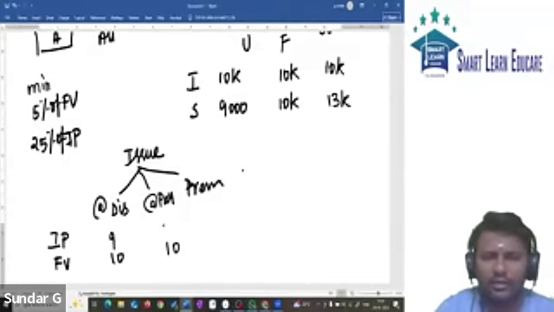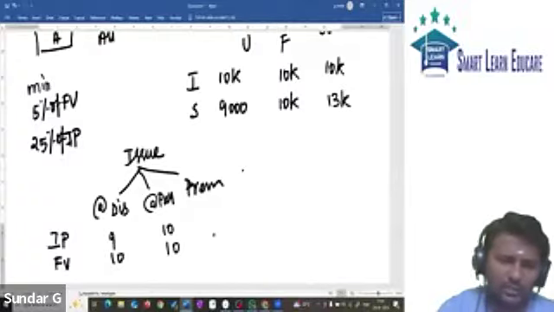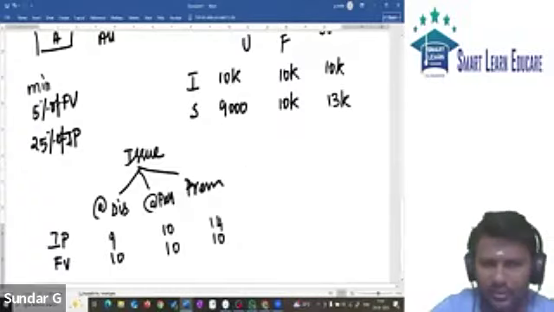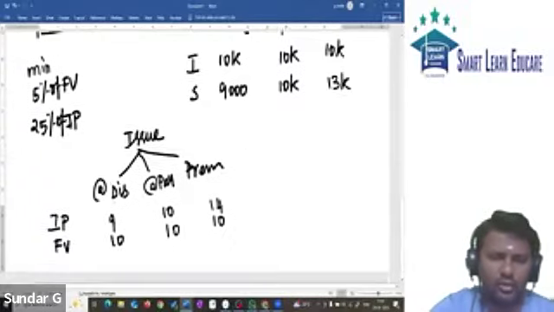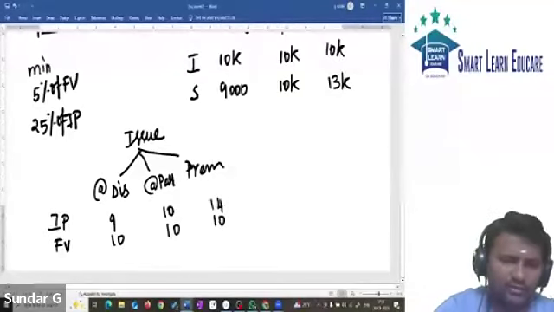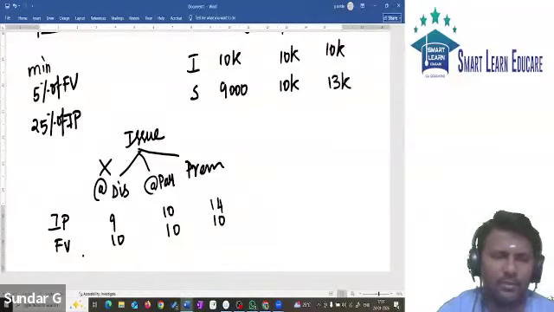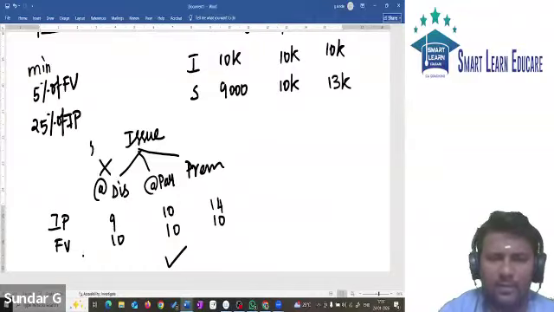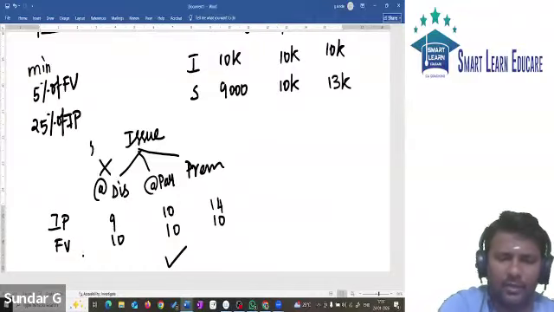Face value 10, issued at 10 rupees: that is called par. Face value 10, issued at 14: that is called premium. So three types of issue: issued at discount, issued at par, and issued at premium. But issue of shares at discount is void. Shares cannot be issued at discount except for sweat equity shares. Shares can be issued either at par or at premium.